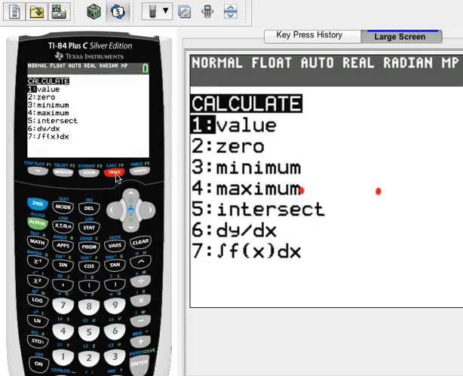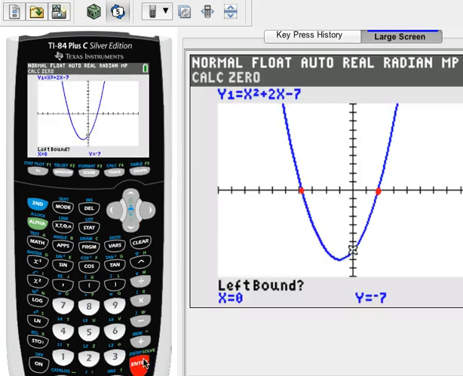Just like when we were doing the minimums and maximums, it is going to be in the calculate feature. So second trace to get into that menu, and we're going to be looking for the zeros. And again, in class, I'll be using terms like solutions, roots, zeros, x-intercepts. All of those mean the same thing. So in this instance, you're going to have to know that the calculator references them as zeros. So I go down to the 0, and it's going to give me exactly the same prompts as when we found the maximums and minimums.